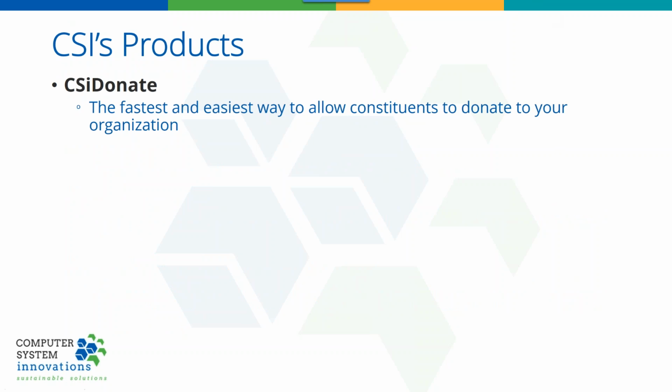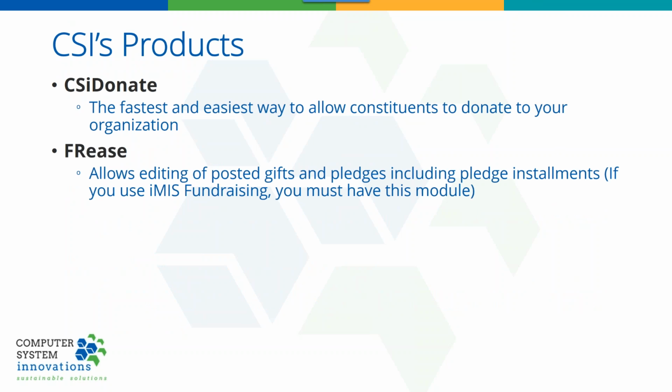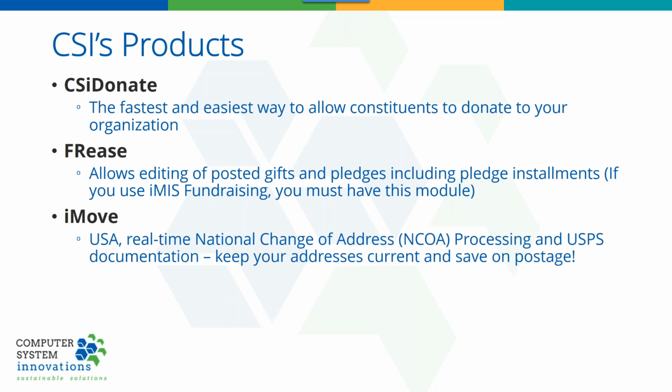Somewhere in there, CSI Donate. It was originally called iDonate. We've now renamed it CSI Donate. It's the quickest way to get donations. Freeze, we wrote that because people needed to change gifts after they went in IMAP. They're locked down, and there was just no way to change a gift afterwards, especially something like an installment date or something like that.